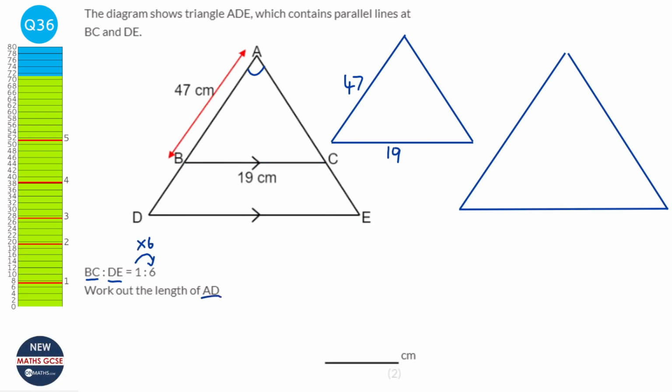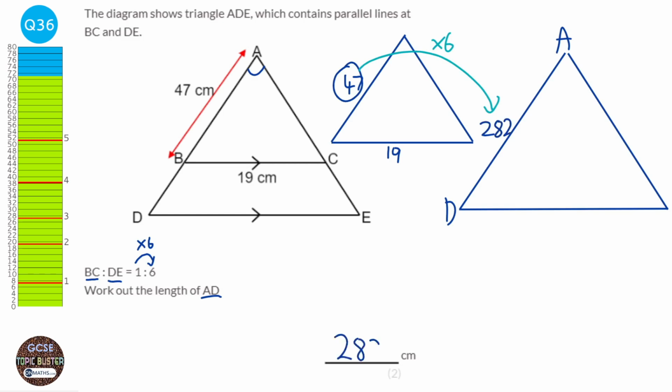And so the corresponding length to AD is this one here. So all we need to do is get that 47, times it by the scale factor, so times it by 6 to get to our value. So it's 282.